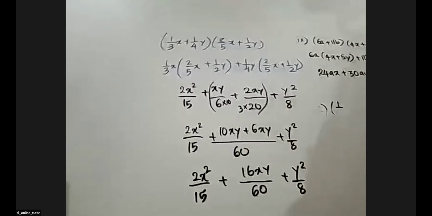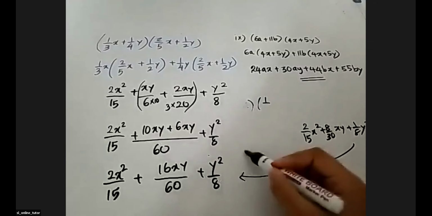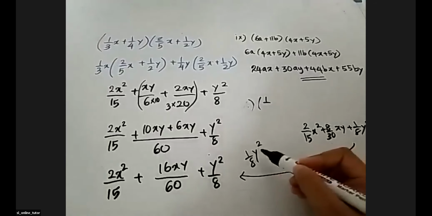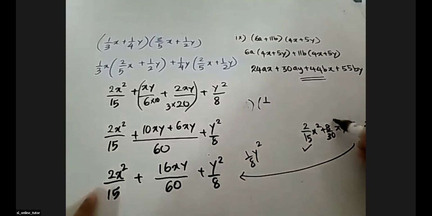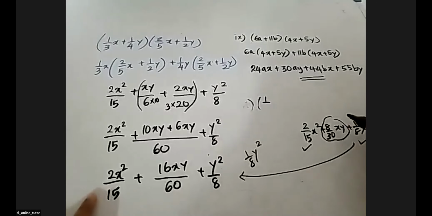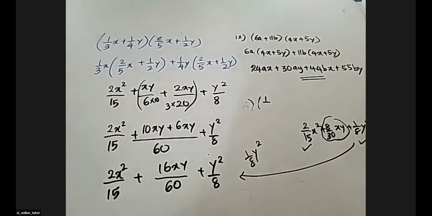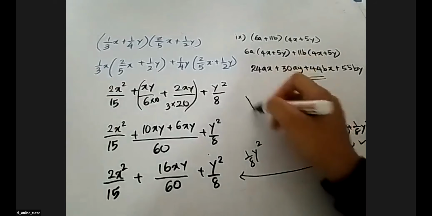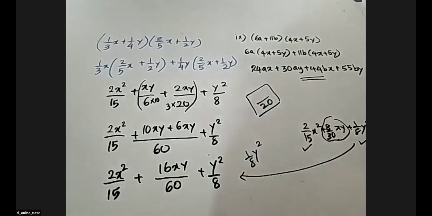So some of you might have written this one in this way. She has written 1 upon 8y squared. If you have written that, it's correct. Okay, but Sabiha, your first term is correct. Third term is correct. Middle term is wrong. So you have to check where you have gone wrong. Now total your marks and write on the side out of 20 how many marks you have got. Don't send me, write and keep.